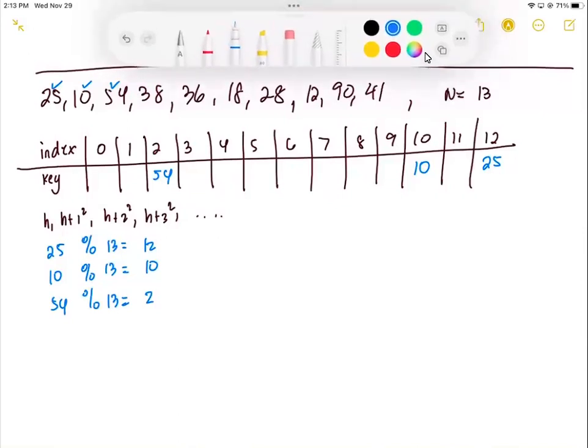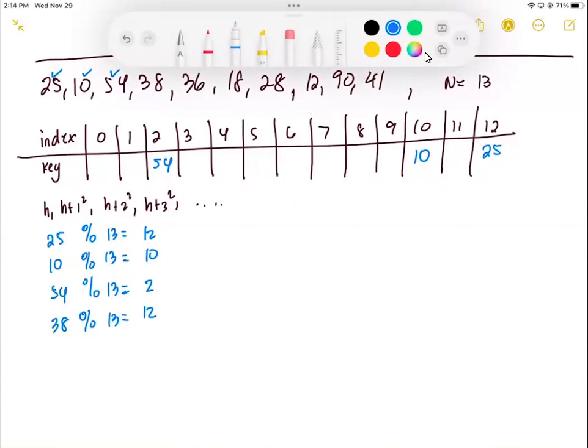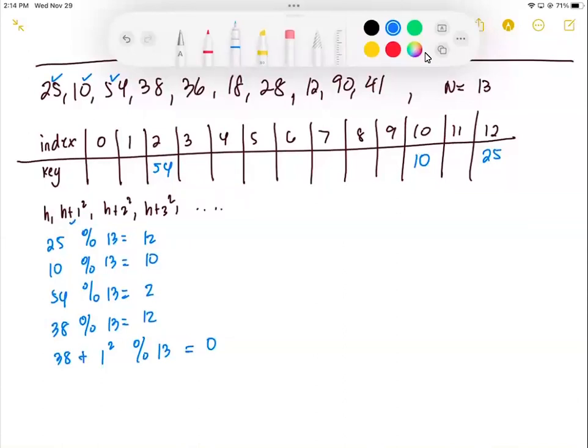Next we have 38. 38 modulo 13 is equal to 12. We are supposed to add 38 here, but 25 is already occupying this bucket. So we are going to probe the hash table to look for an empty slot. First we use h plus 1, so 38 plus 1 squared modulo 13. That is just 39 modulo 13, which is equal to 0. So 38 will be added in the 0th bucket.